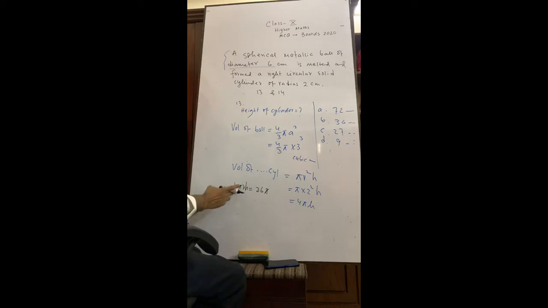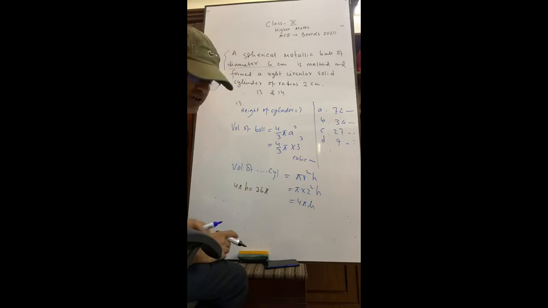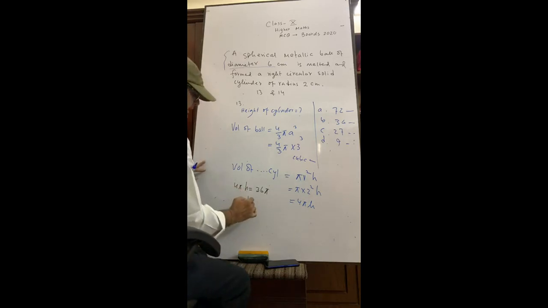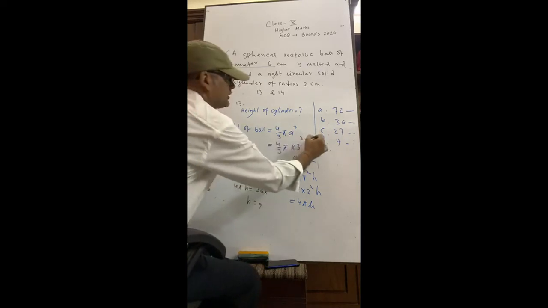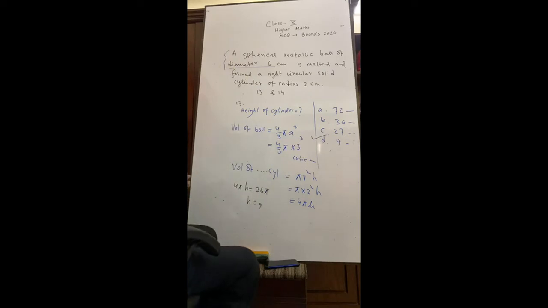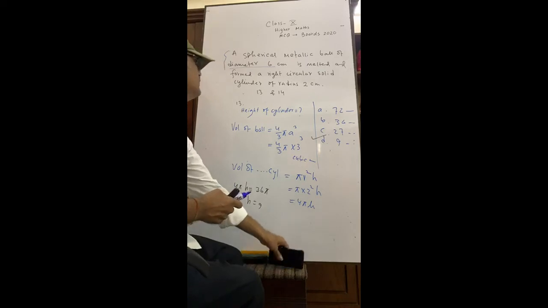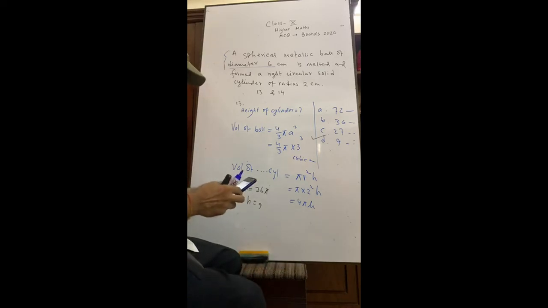So 36 pi, that is 9. You understand? I'm sorry, here this is not r. Pi and pi will be omitted from both the sides. So we are getting h equal to 9. So our answer is option number D, that is 9 centimeter. The height of the cylinder is 9 centimeter.